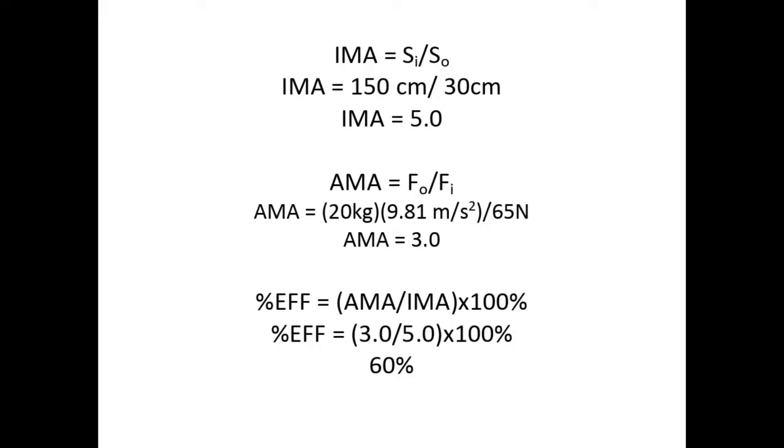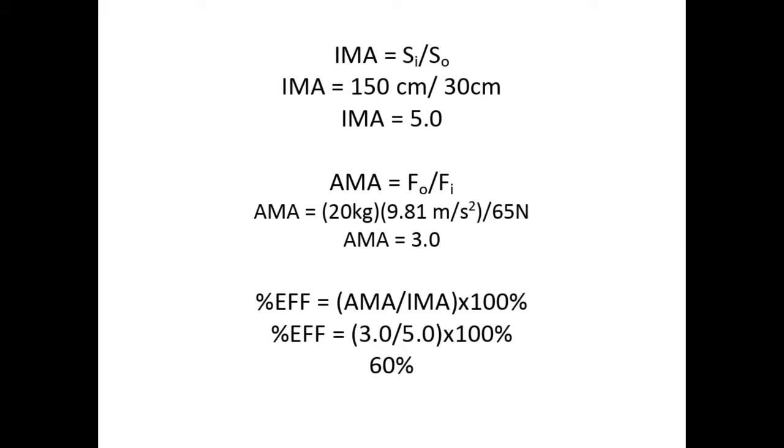So the IMA is SI over SO, and SI is the input. You pulled down with 150 centimeters of rope, but the load went up 30 centimeters. Therefore, your IMA is 5. Your AMA is your output force over your input force. The output force is the weight you're moving, which is 20 kilograms times gravity, because remember, force is measured in newtons, and newtons is mass times acceleration. And then the input force is 65 newtons. Your AMA comes out to be 3.0.